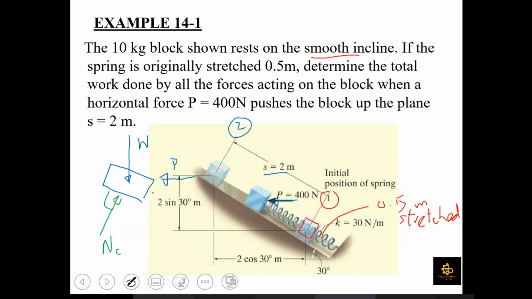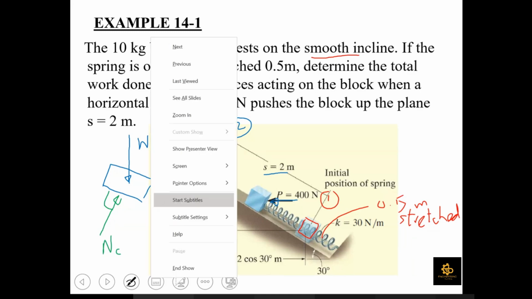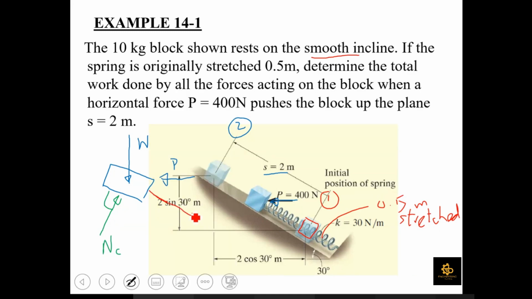Why up the incline? When a spring is stretched, in which direction does the spring force act? It would act in a direction to move the spring back to its unstretched position. Since at position 1 the spring is already stretched, and you are stretching it further to position 2, the spring force would act in this direction. That is, it is going to act downward in order to restore this spring to its neutral position, isn't it?